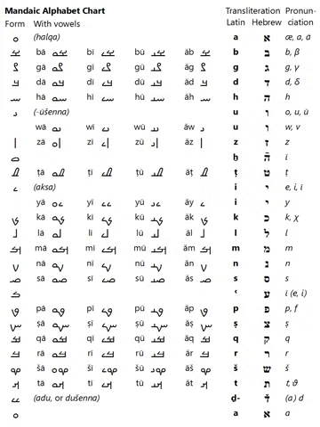Topic: Unicode. The Mandaic alphabet was added to the Unicode standard in October 2010 with the release of version 6.0. The Unicode block for Mandaic is U+0840 to U+085F.